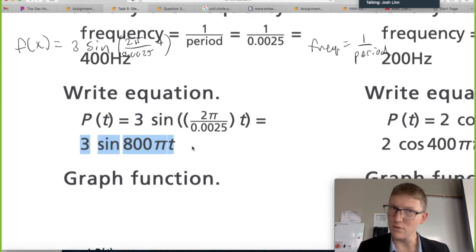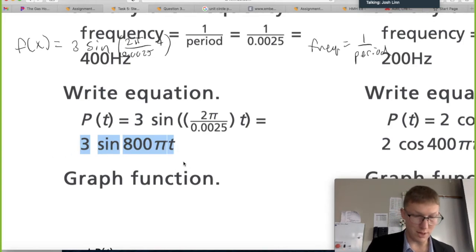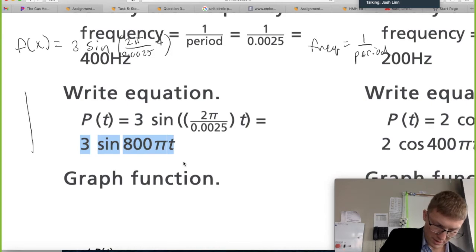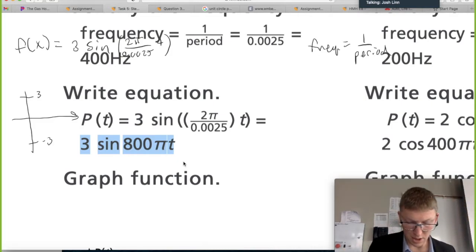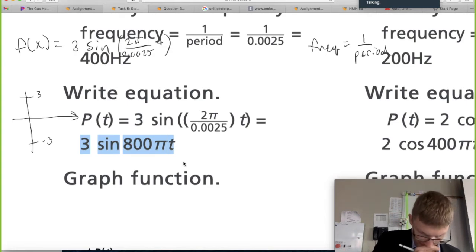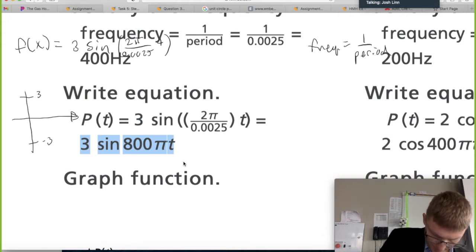And when you're drawing these graphs, kind of think about your x scale, because it might make things easier. So we know our amplitude is 3. So when we're drawing this, this is going to be 3. This is going to be negative 3. Sine is going to go through the origin. And then our period is going to be 800 pi. So we could say this is 800.